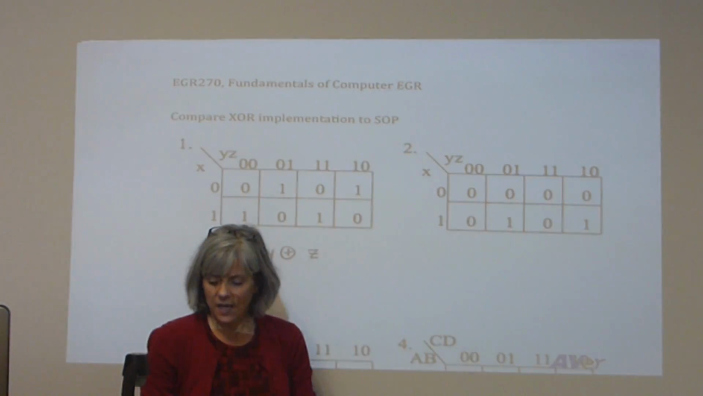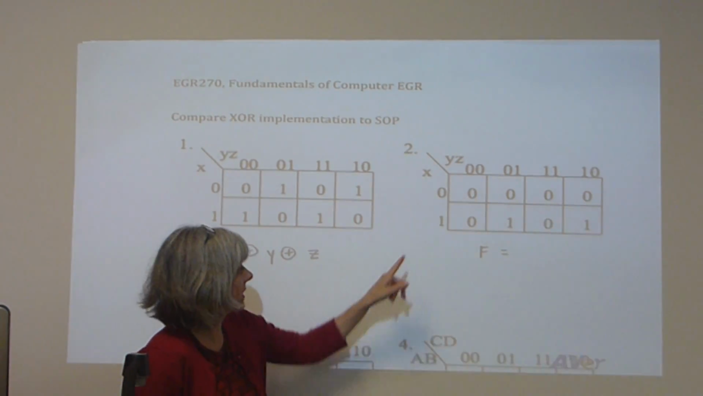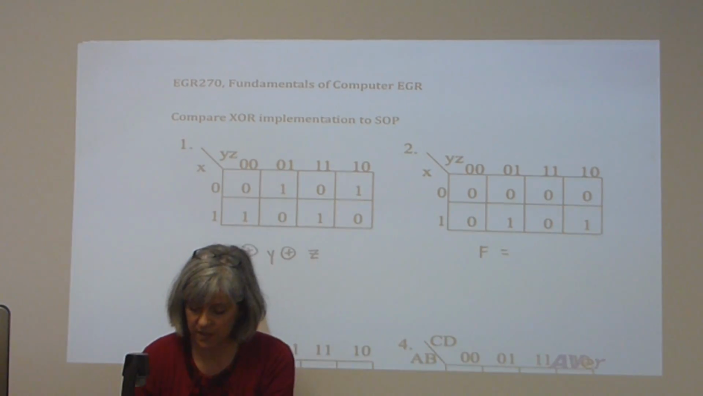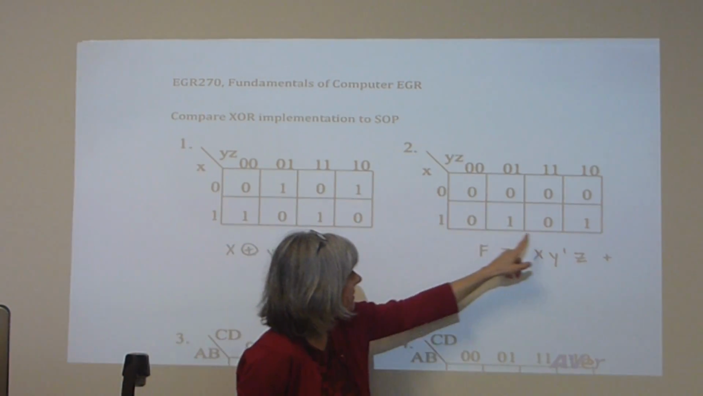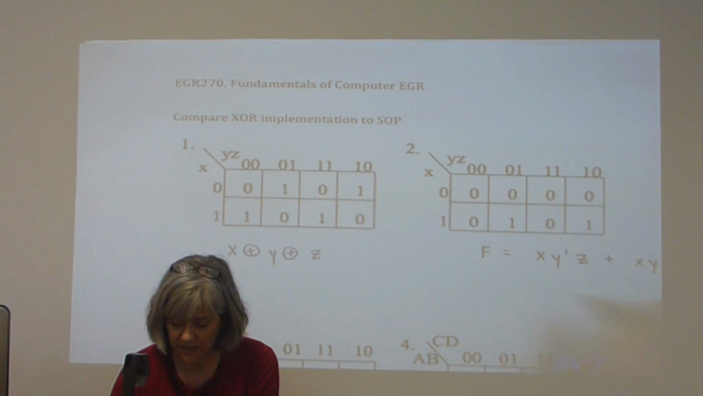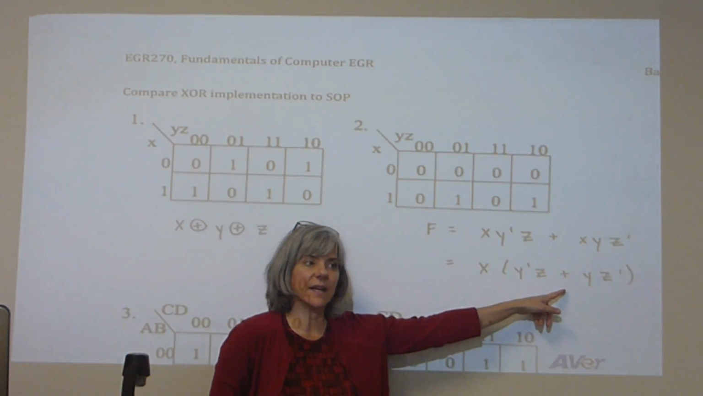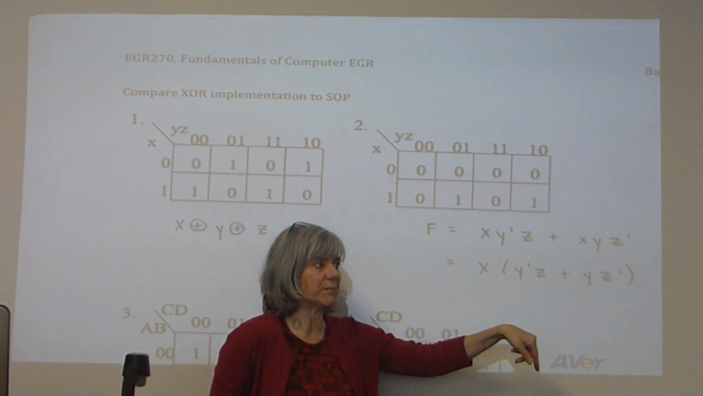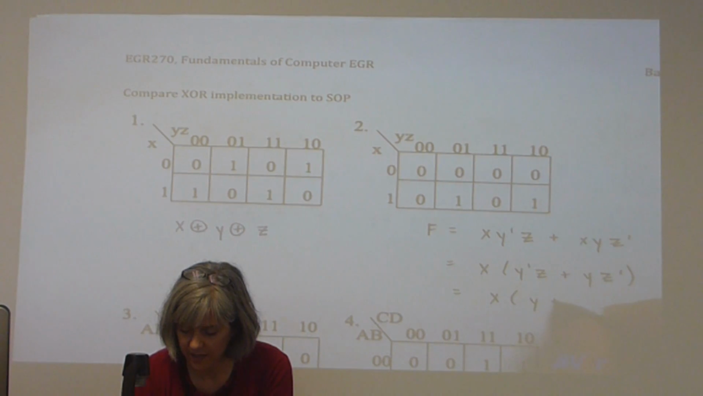Look over here. Let's say I don't see the XOR, so I write it this way. I just circle them one at a time. So X, Y prime Z, or X, Y, Z prime. I can factor out the X. If I factor out the X, this is exactly XOR. One or the other is one, but not both. So I could skip straight to here and just write X and Y XOR Z.